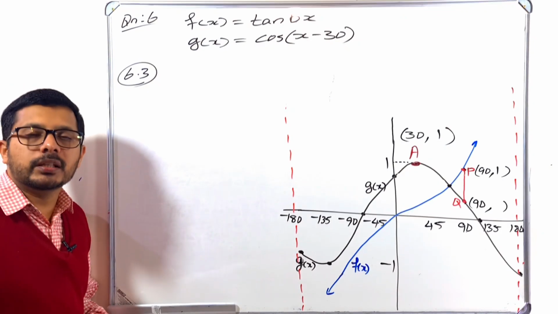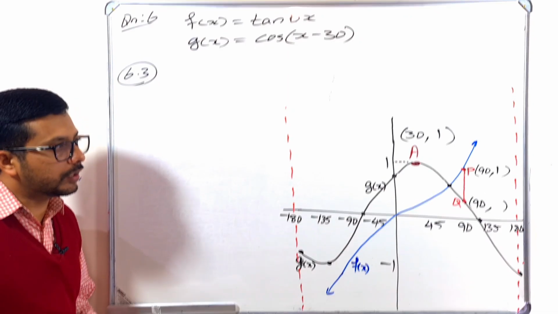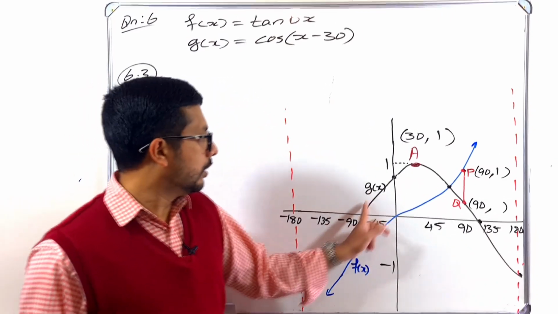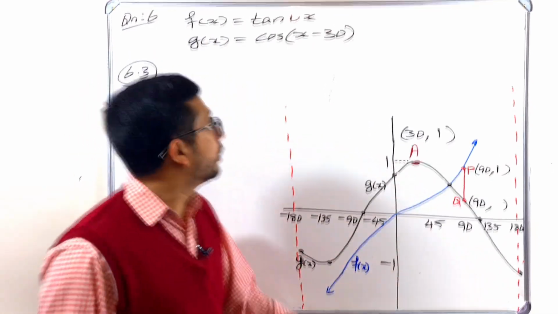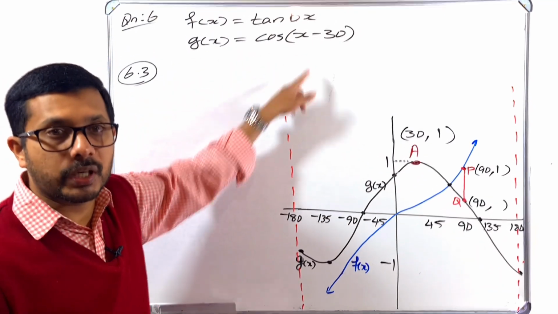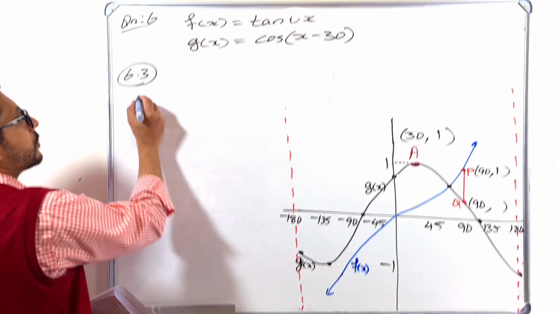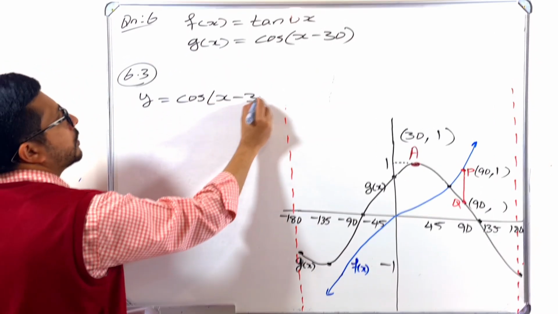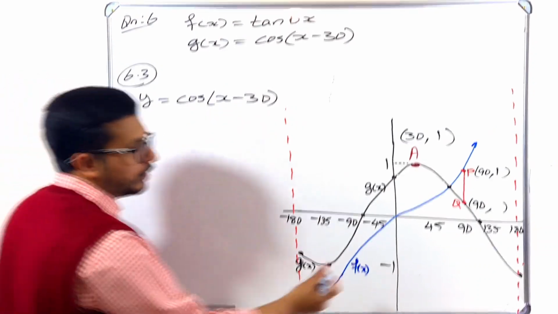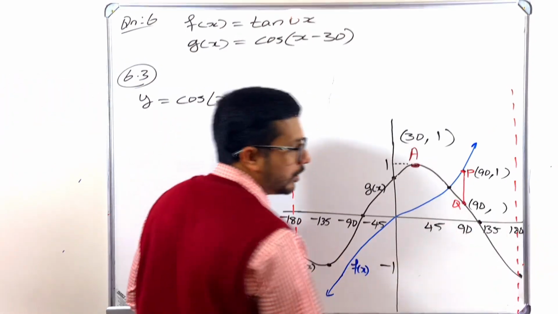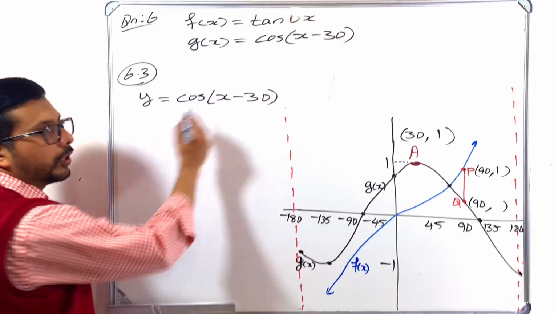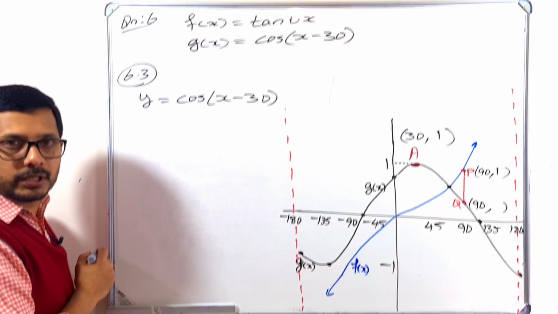we have to find the y value. So how can we find the y value? This point Q is a point on this g of x graph. Okay, so g of x, that is y, is equal to cos of x minus 30. So at this point Q, what is the x value? 90. Okay, so we can substitute at that point Q, the x value is 90.